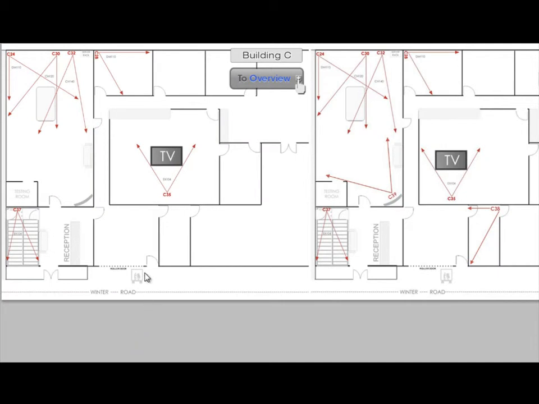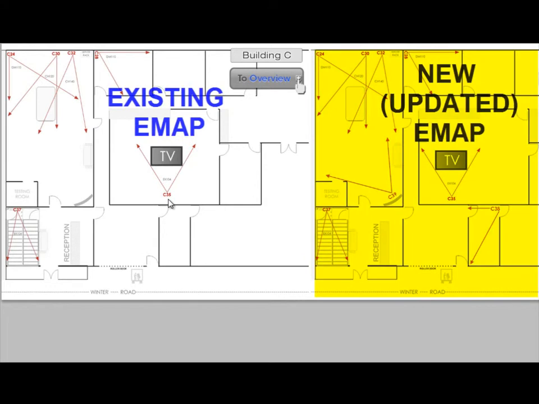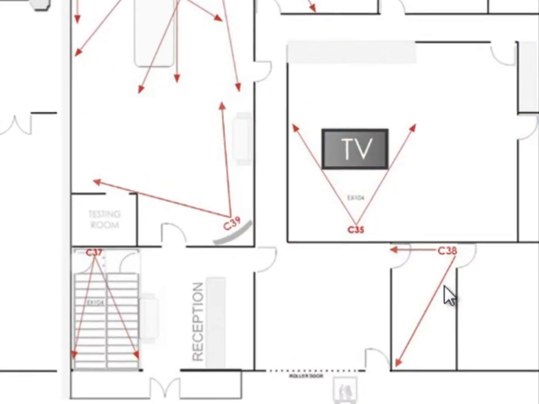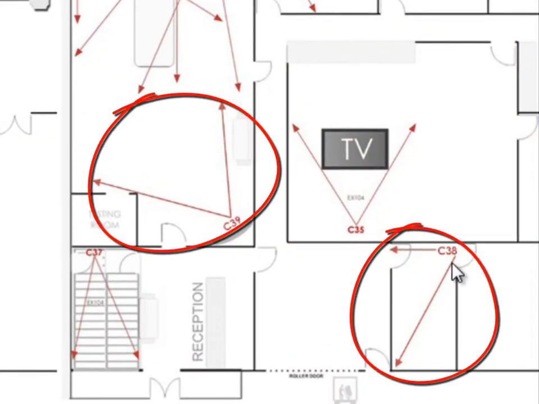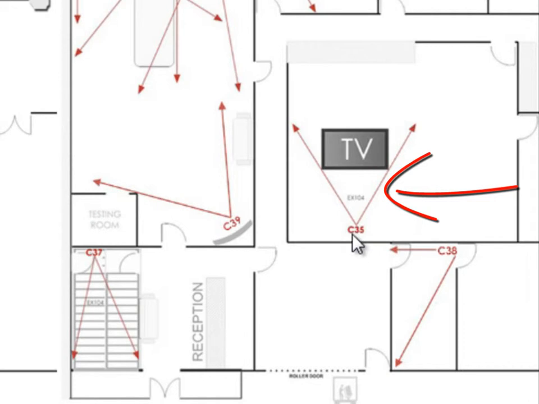Now I just want to go over what we're actually doing here. We've got an updated map. The updated map consists of two new cameras, 38 and 39, and also one of the existing cameras is being moved slightly to the left, this C35 where the TV is. So we've got three modifications happening in this map, so let us proceed.